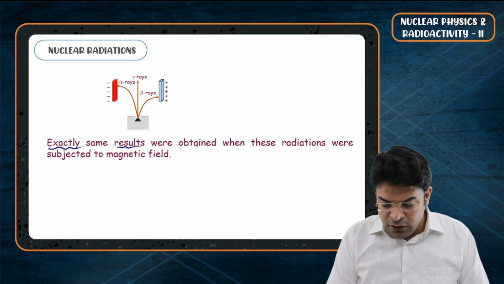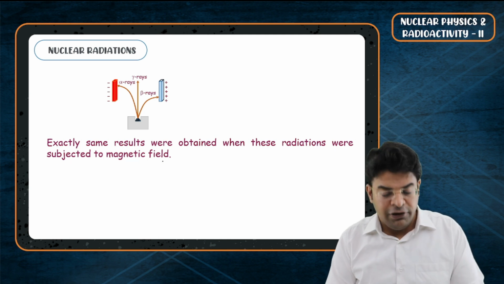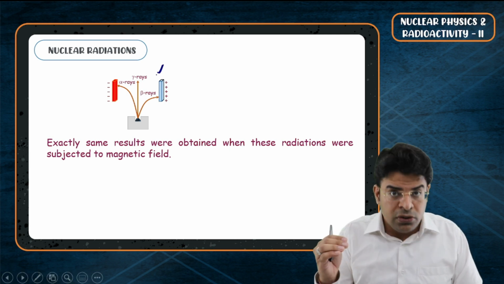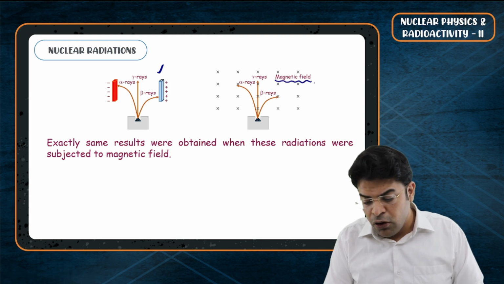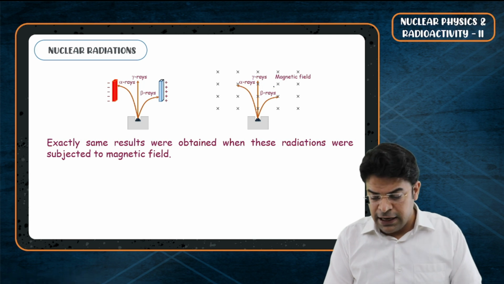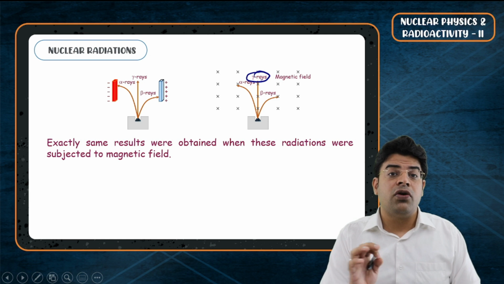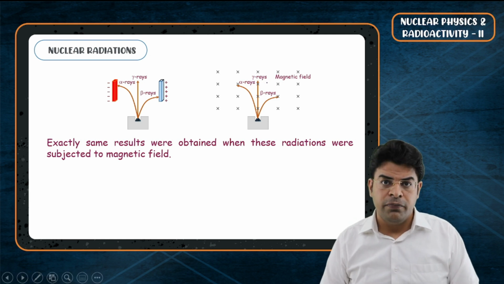Exactly the same results were obtained when these radiations were subjected to a magnetic field. If rather than making the radiations pass through an electric field, we make them pass through a magnetic field, we also found that one type deflected towards one side, another type deflected to the other side, and one type is not deflected at all. It means that gamma rays have to be electrically neutral.